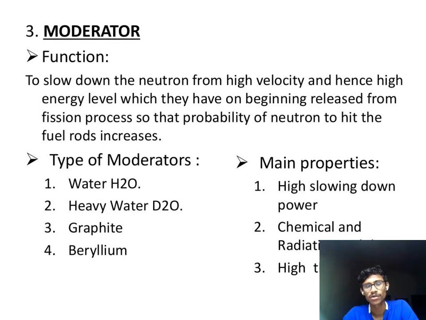The third major part of a nuclear power plant is the moderator. Its function is to slow down the neutrons from the high velocity and hence high energy level which they have when initially released from the fission process, so that the probability of a neutron hitting the fuel rod increases. Types of moderator: water (H2O), heavy water, graphite, beryllium. Main properties: high slowing down power, chemical and radiation stability, high thermal conductivity.